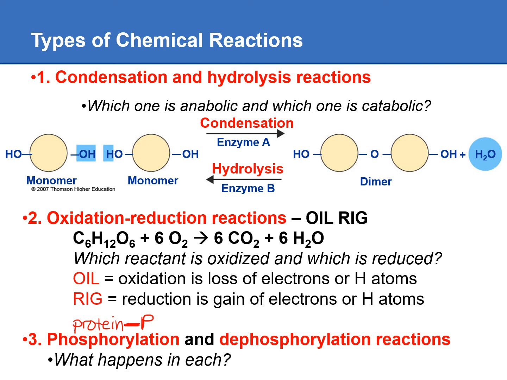A dephosphorylation reaction, D means to remove. So a dephosphorylation reaction, what happens there is you have this phosphorylated protein, it has a phosphate group on it, and what happens is you remove that phosphate group. So you chop it off. So that would be a dephosphorylation reaction.